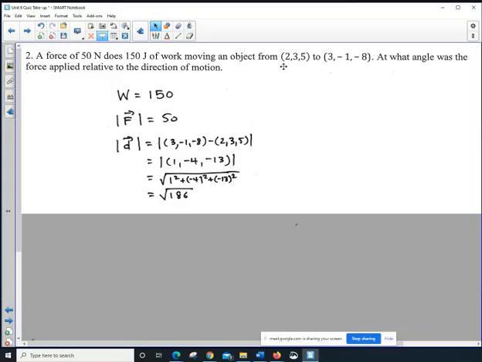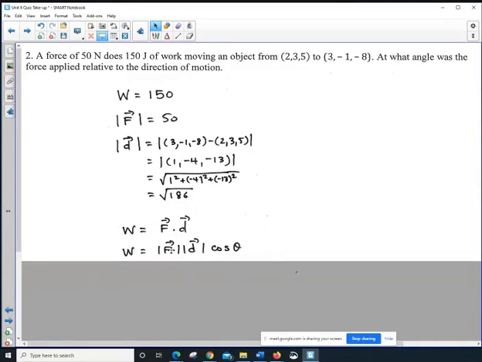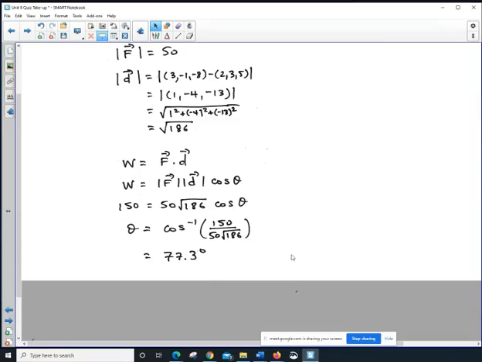And then what I could do is calculate the displacement vector because I'm going from one point to another. So I just subtract in order to get the displacement. And then from there, I can calculate its magnitude. So what this gives me is everything in my work equation except for the angle. And of course, that's what I'm looking for. All right, so I calculate the angle and there we go.